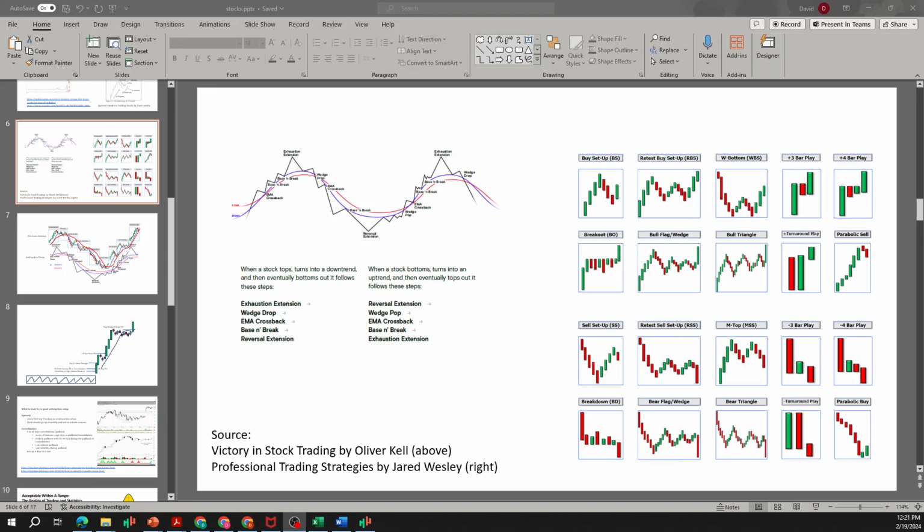I wanted to do a quick video on Oliver Kell's cycle of price action. I've shown this slide before, but this is essentially Oliver Kell's cycle of price action that he shows in some of his interviews. He shows it in his book. He shows it in his course. And I also showed professional trading strategies and their core long and short patterns.